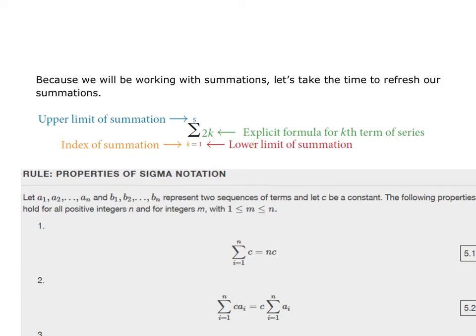So if I was asked to do this and write it out, what I would do is 2 multiplied by 1, so that's my first k. 2 multiplied by 2, that's when k is 2. 2 multiplied by 3, that's when k is 3.